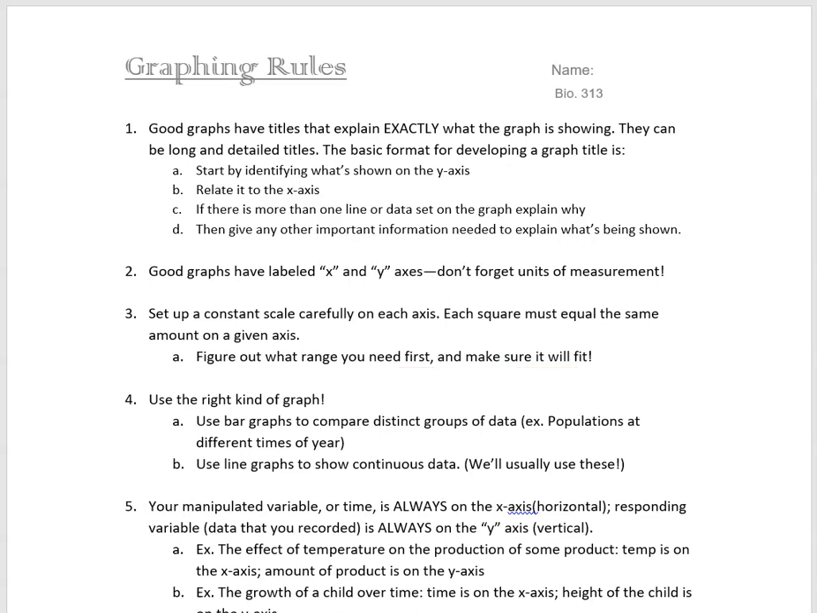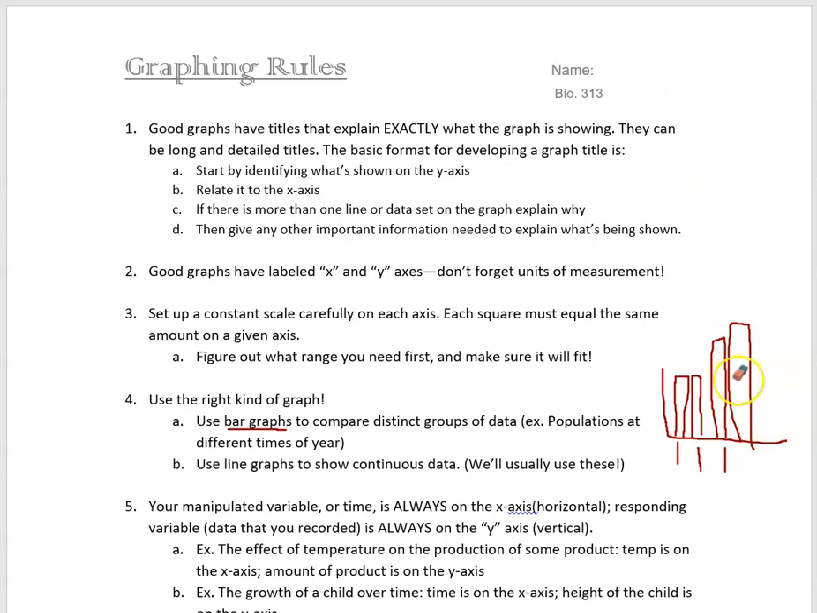Okay. The next thing is number 4, use the right kind of graph. Bar graphs are used only if you're comparing distinct groups of data. So say, for instance, you were looking at the population of spotted lanternflies in August of every year, okay? And you had a graph set up, and you're looking at August of 2014, and August of 2015, and August 2016. Well, you'd put a bar in there because you don't really care about the information in between August of one year and August of the next year, okay? So that makes sense to show a bar graph.